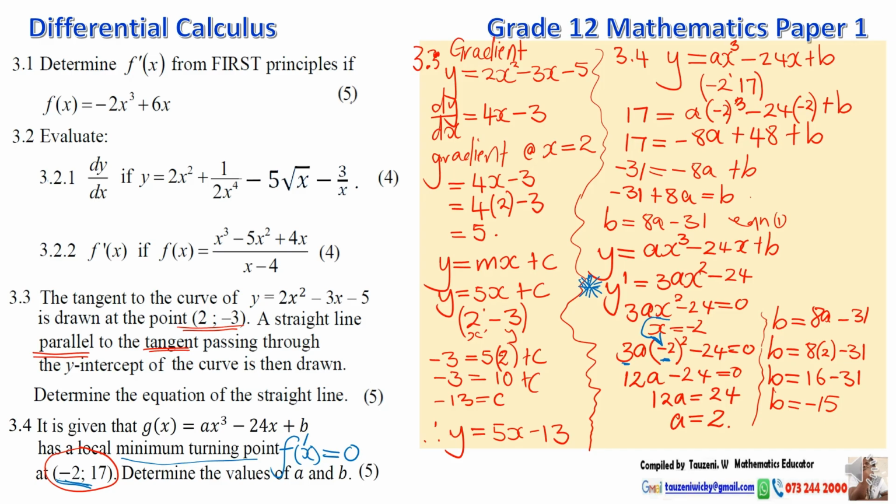The second idea that we have applied in solving this problem: we are given coordinates of the turning point, and we said that the graph is passing through that point. So both coordinates satisfy the original equation. X is equal to -2 in the original equation, and y is equal to 17. That is what we did. So 17 is equal to ax cubed, in place of a we have -2, minus 24x. In place of x, we have -2.